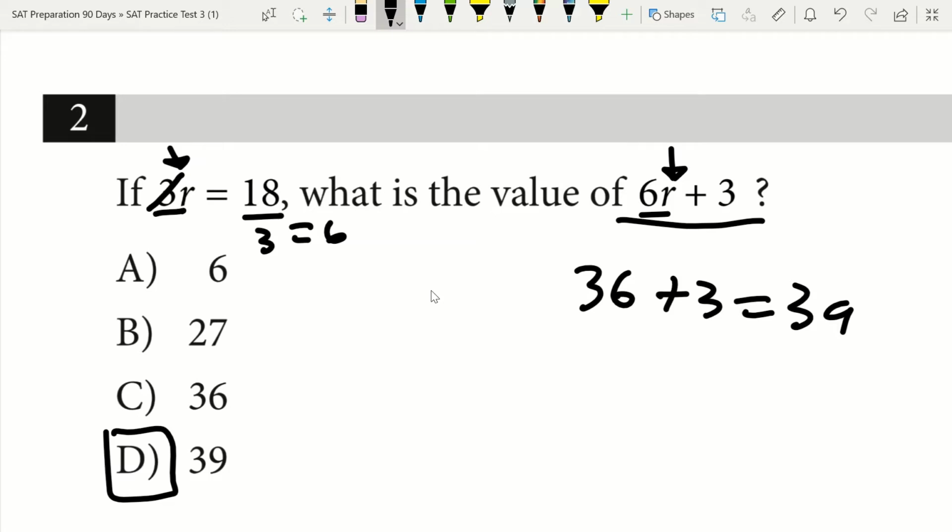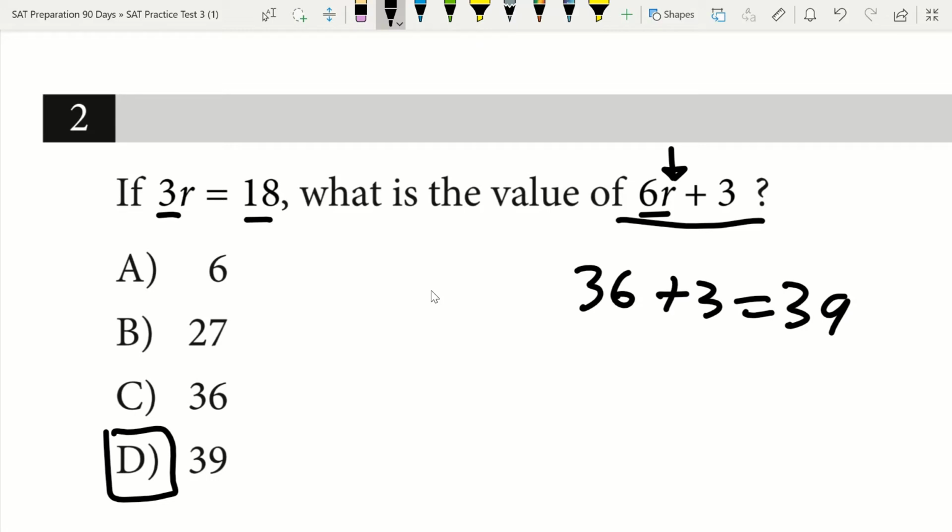Notice how many more steps that is versus if I just recognize that if 3r equals 18, then 6r has to equal double 18, since 3r times 2 is 6r. 18 times 2 is 36, 36 plus 3, that must be 39. Just recognize how many fewer steps it is if I recognize 3r, and now I'm asked about 6r. Well, if 3r is 18, I double 18, that gives me 36. 36 plus 3, that's 39.